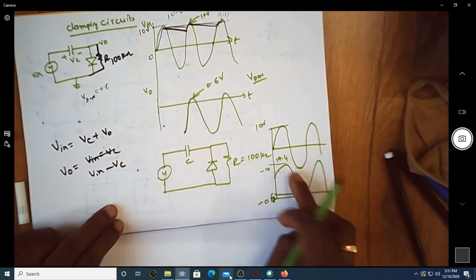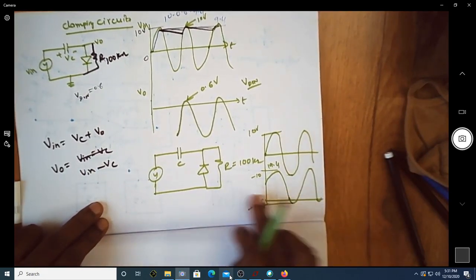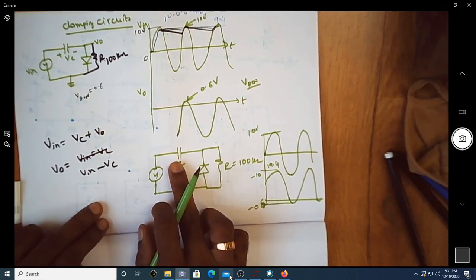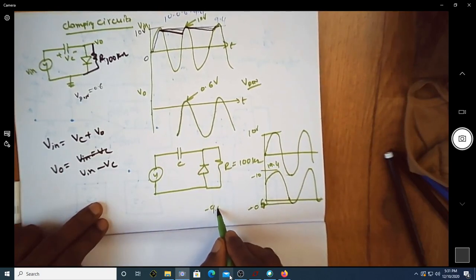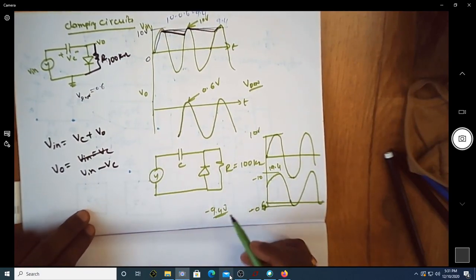So this is a case where you are having the negative peak clamped to V gamma. If we can actually measure the capacitor voltage, it will be minus 9.4 volts. So this will be holding minus 9.4 volts.